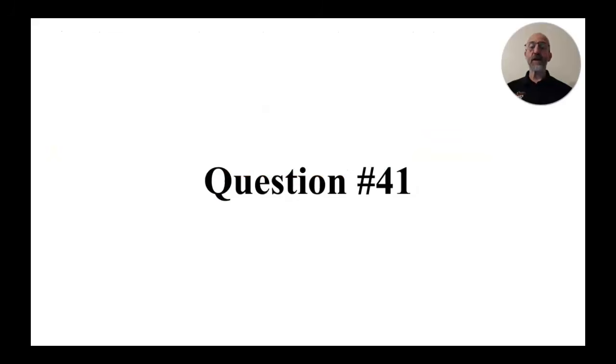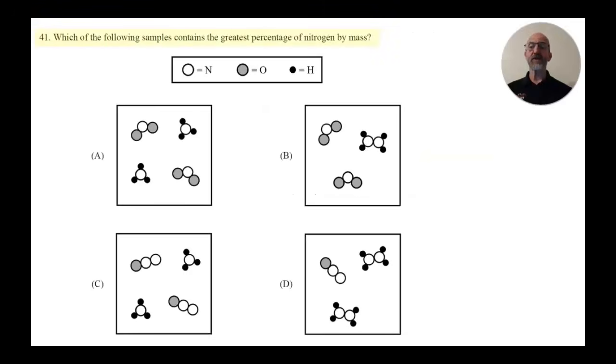In question 41, it says, which of the following samples contains the greatest percentage of nitrogen by mass?